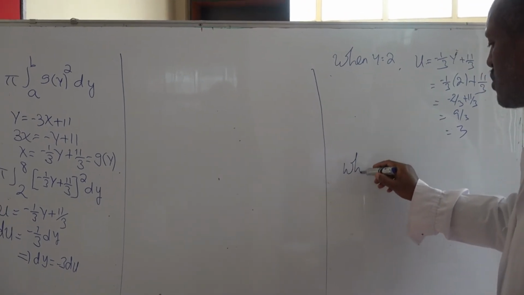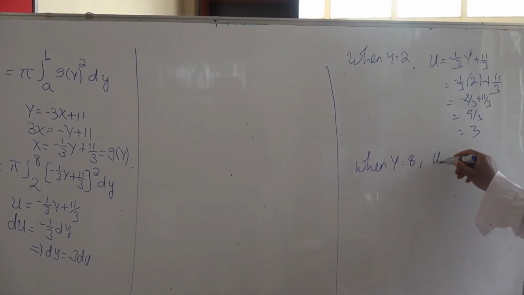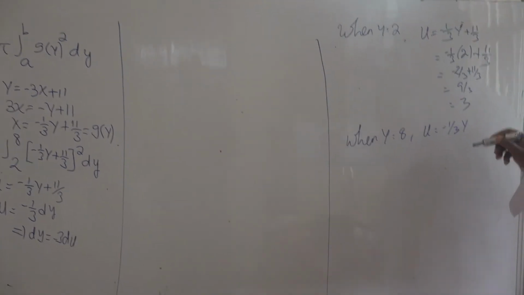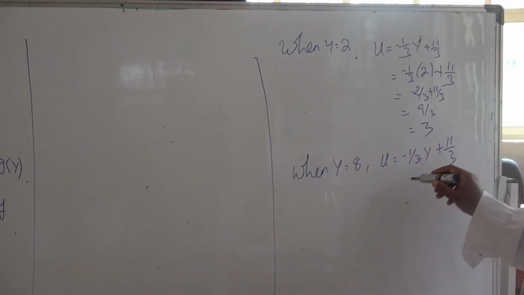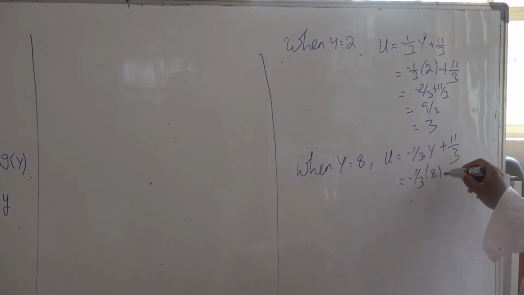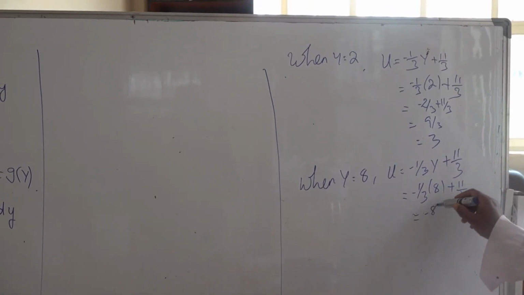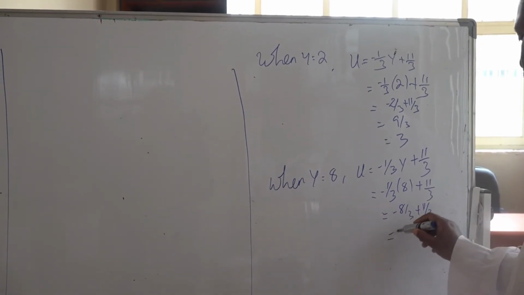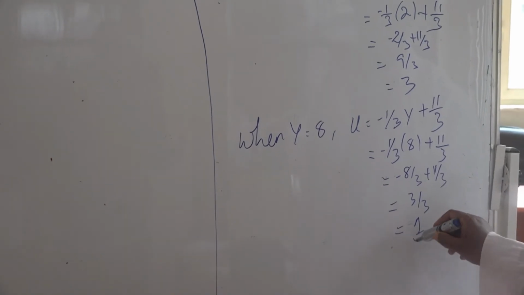And when y equals 8, what will be the value of u? In the equation, u equals minus 1 over 3y plus 11 over 3. So minus 1 over 3, y is 8, plus 11 over 3, minus 8 over 3 plus 11 over 3. This is 3 over 3. 3 over 3 is 1.